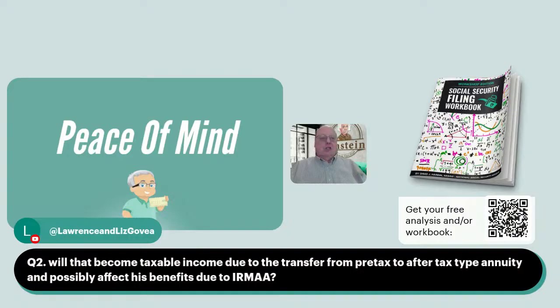There's a first part of that, tech. I don't know if I can see it. Let me see if I can see it. Okay, here it is. Husband transferred his 401k to a tax-deferred annuity. Question 1. If we transfer it over to a Roth annuity, will that affect us due to IRMAA? The answer is yes. Will that become taxable income due to the transfer from pre-tax to after-tax type annuity and possibly affect his benefits due to IRMAA?